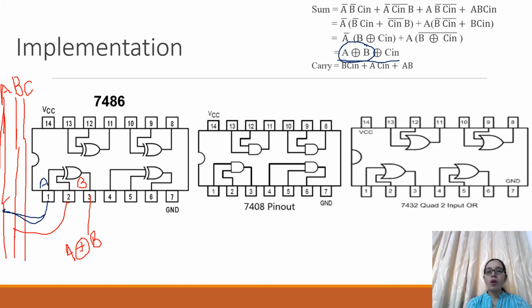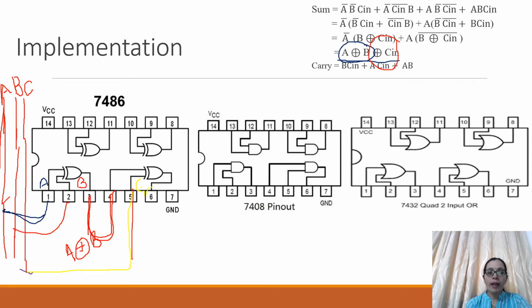Now this output is to be XORed with C. Therefore, the output of the first gate will be given as an input to the second XOR gate. This is the second XOR gate. This is the most important point: A XOR B is to be XORed with C in. Therefore, the output A XOR B is given as the input to the second XOR gate. And from where will the second input come? The second input will come from C in. I will show it in, say, yellow color. So this is C in now.